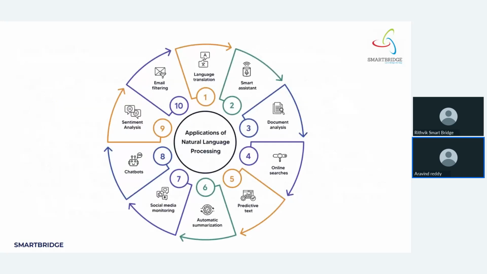And there are some more applications we can build using NLP. What are the applications? Email filtering, language translation, smart assistants, document analysis, online searches, predictive text, automated summarization, social media monitoring. Yes, we will do a lot of things using these text-based models, right?